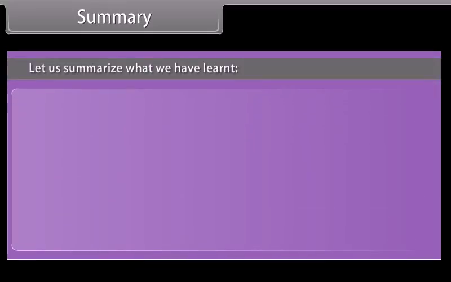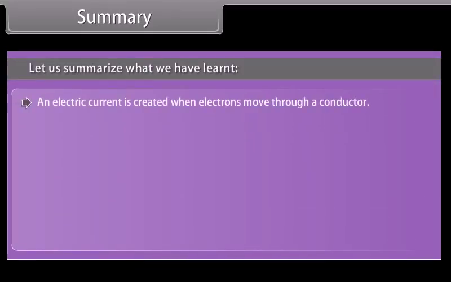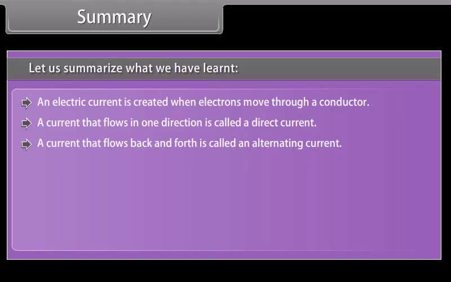Summary. Let us summarize what we have learnt. An electric current is created when electrons move through a conductor. A current that flows in one direction is called a direct current. A current that flows back and forth is called an alternating current.